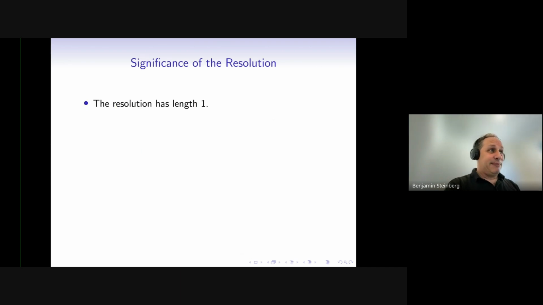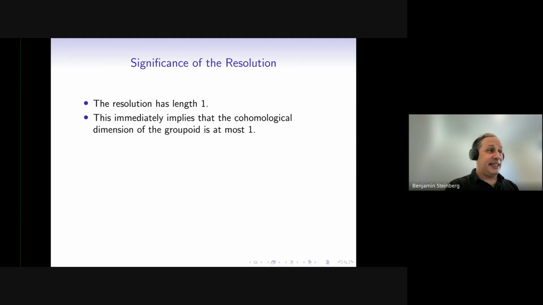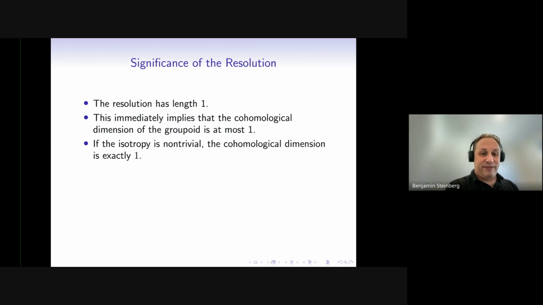So let me just point out this resolution has length 1, so that means that the cohomological dimension of my groupoid is at most 1. If the isotropy of the action of the group on the space is non-trivial, then the dimension will be exactly 1. The dimension can be 0, though. If you take a finite acyclic graph, then the graph groupoid is a groupoid of a partial action of a free group, which has trivial isotropy, and that groupoid has cohomological dimension 0. Or homological dimension 0 and cohomological dimension 0. In fact, it's basically a semi-simple algebra, so everybody's projective.